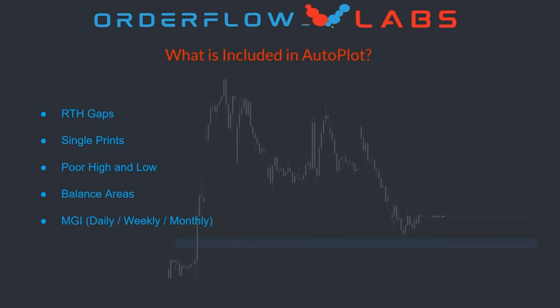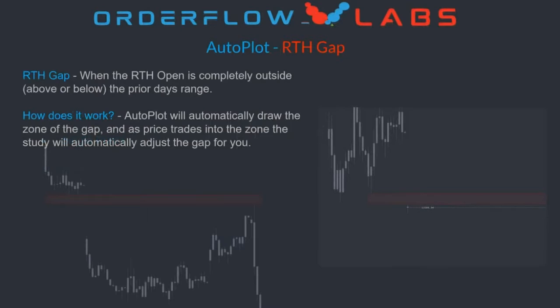An RTH gap is created when the current RTH open is completely outside of the prior day's range, either above it or below it. This creates a visual gap on a candlestick chart, and the RTH gap study will automatically pick that gap up and plot that zone that matches the gap area. Additionally, when price trades into the gap, the zone will shrink as seen in the right illustration.